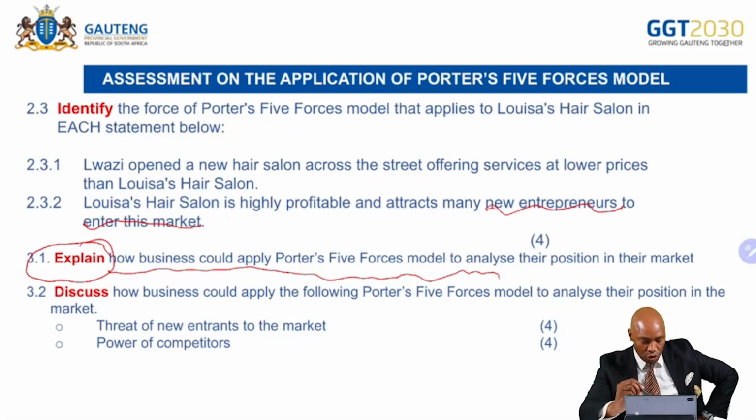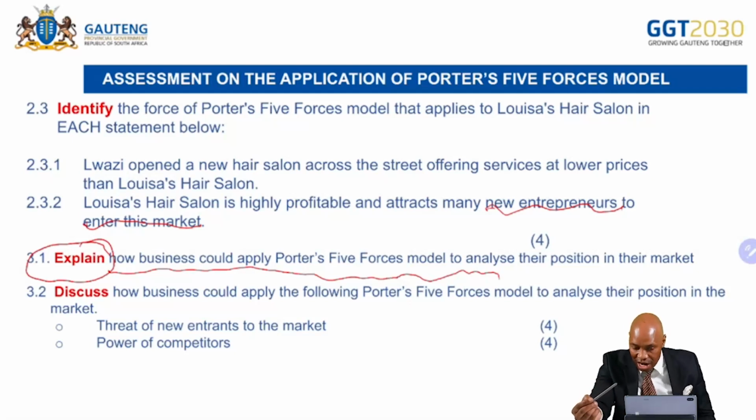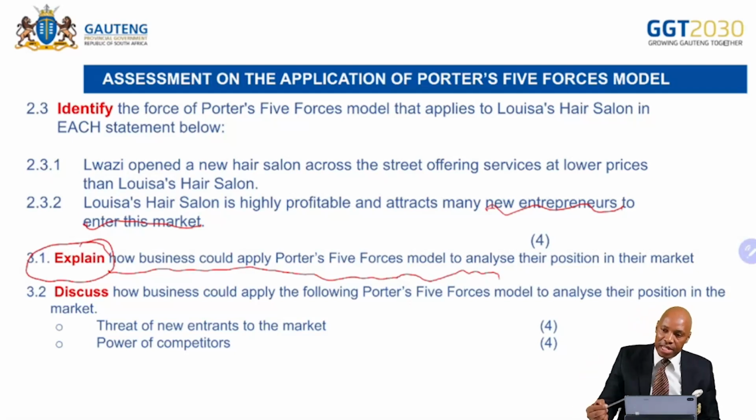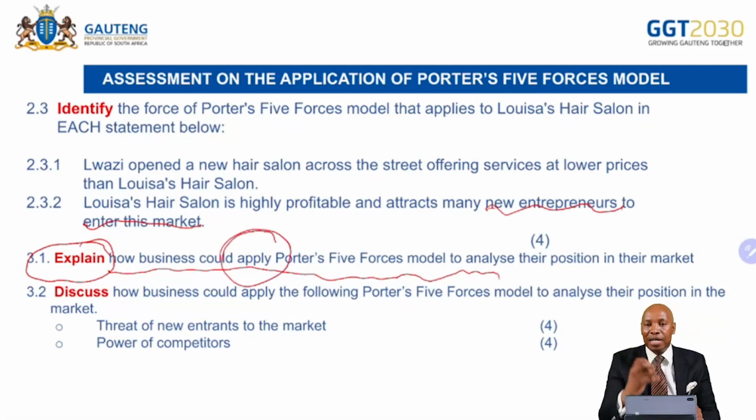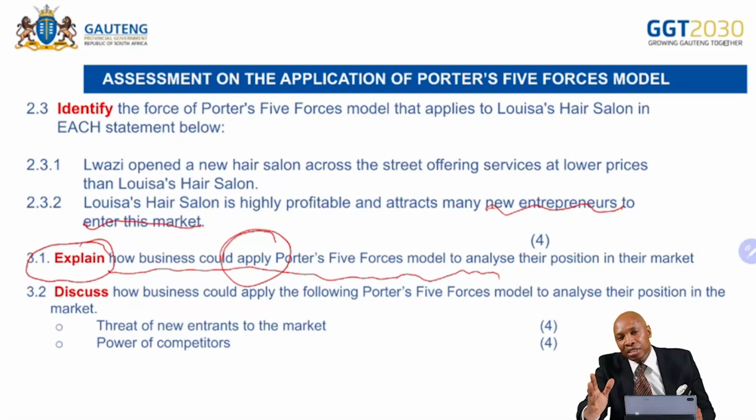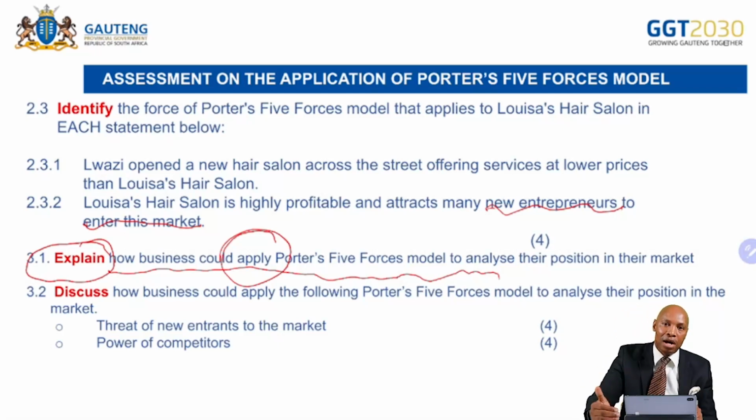Now here, with this type of question, you are not given the force. It is for you to tell us how. Then you will write power of buyers and tell us how business can apply, because the whole thing is about the how part. Here we are not asking for strategies. Here we are not asking for explanation. We are asking for the how part. So you give the force, then you explain how business can apply power of buyers, power of competitors, power of suppliers, and so forth.